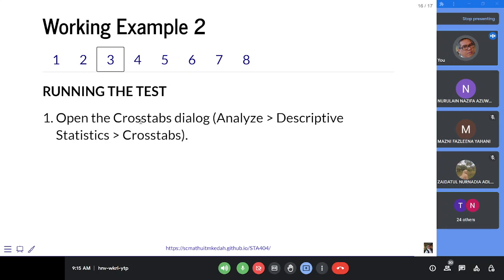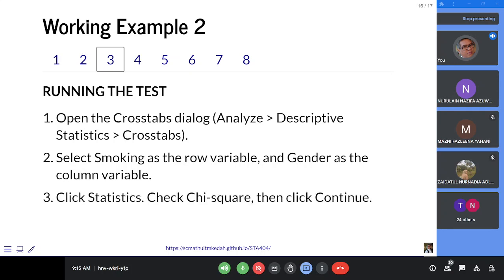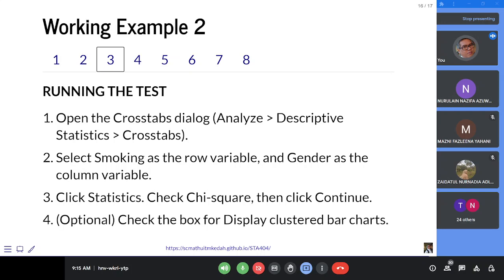So you will try this on your own. And then the second one, you have to select smoking as the row variable. Okay, select smoking as the row variable and gender as the column variable. And then click Statistics. So under Statistics, you choose chi-square. And then click Continue. And then optionally, check the box to display the cluster bar chart. And for options, actually ada satu lagi. So in this case, saya tak buat yang tu.